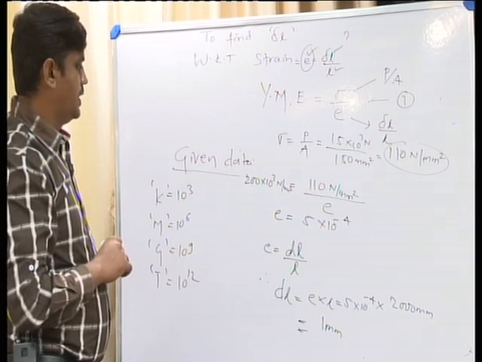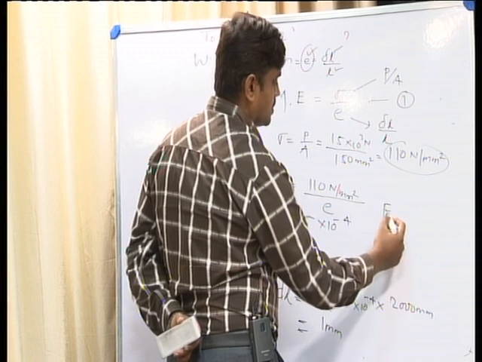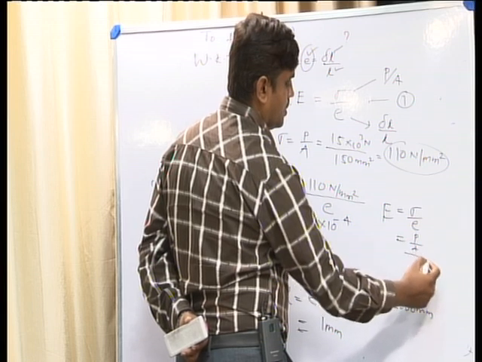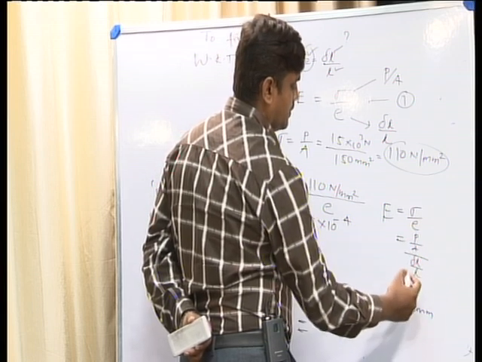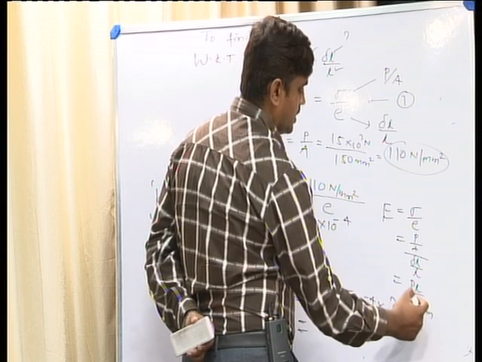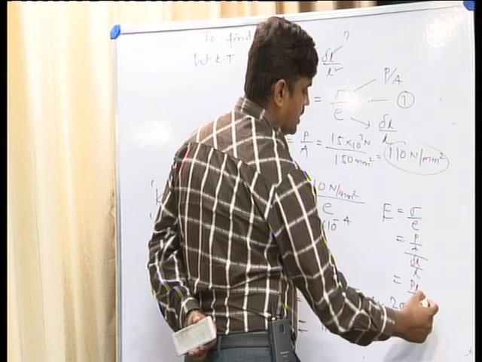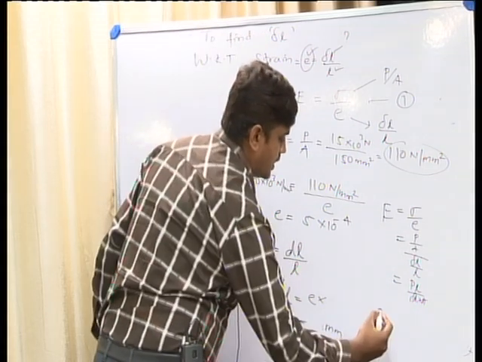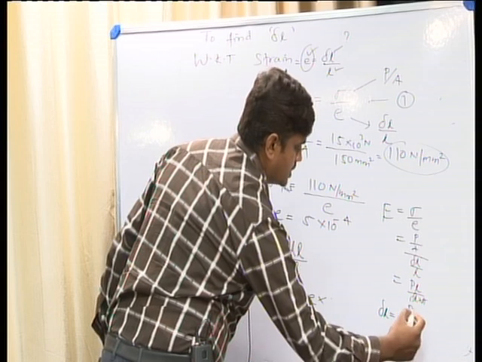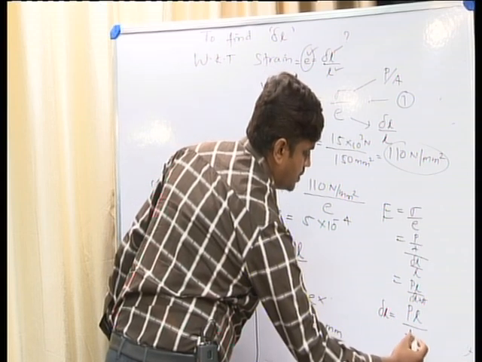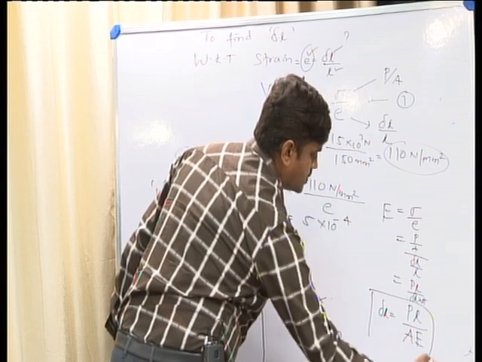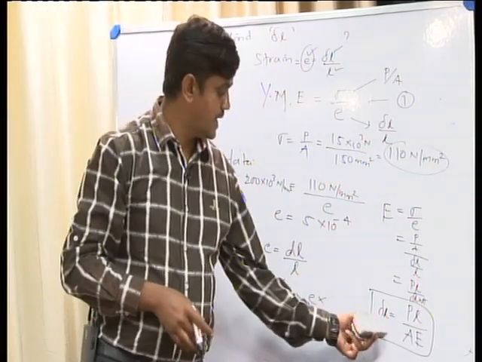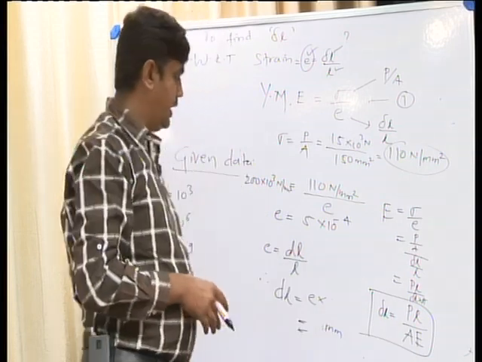Or we can directly calculate delta L. Young's modulus is equal to stress by strain, that is P by A divided by delta L by L. If you cross multiply, we get PL divided by delta L into A. So we can remember that delta L is equal to P into L divided by A E, which you have learnt in the other session.